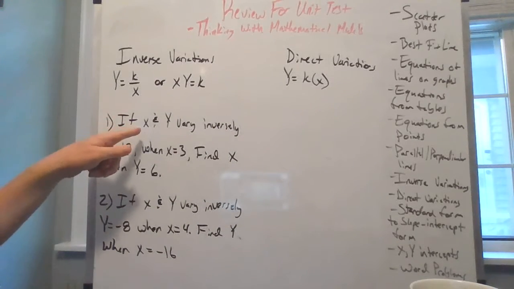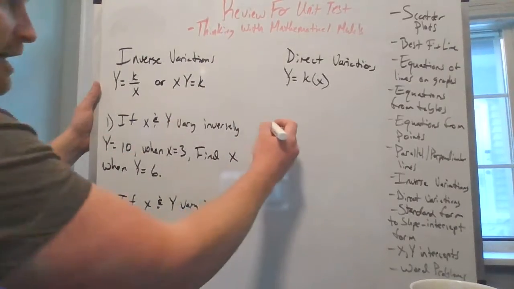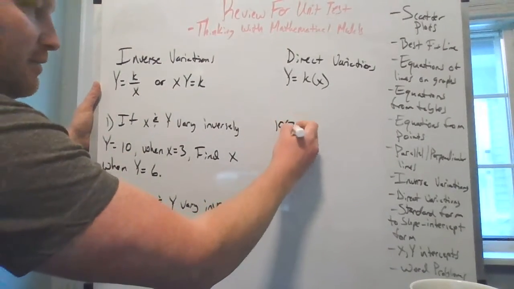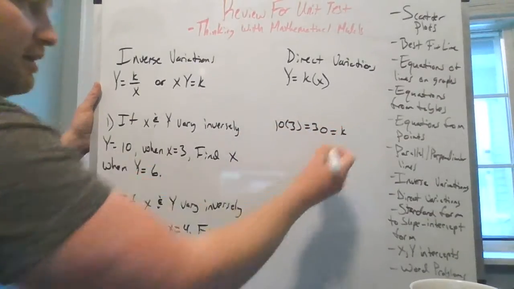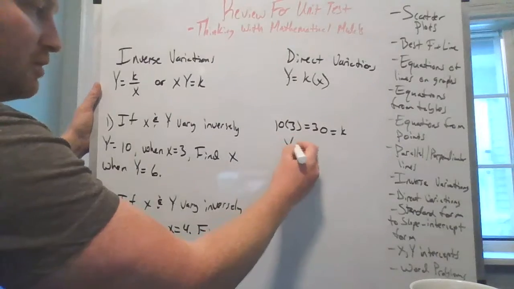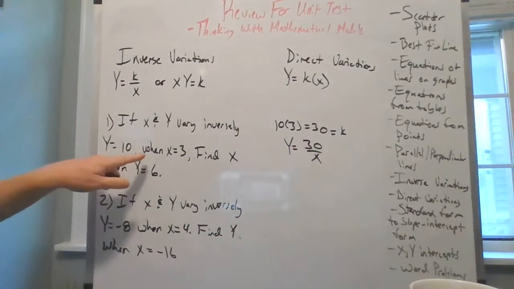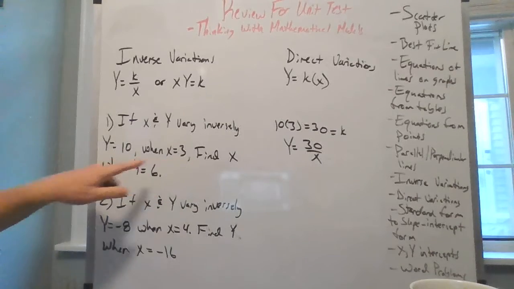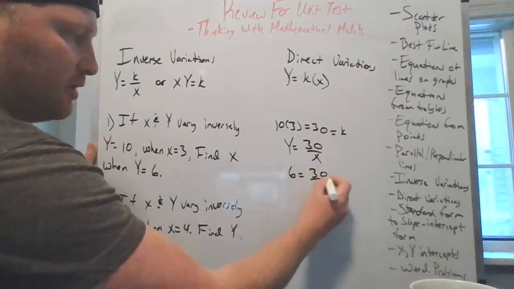So it says if x and y vary inversely, y is 10 when x is 3. So we got to find that k first. So 10 times 3 equals 30. So now we know our k is 30. All right, so now we're using this equation, y equals 30 over x. This next question says find x when y is 6. So now 6 equals 30 over x.